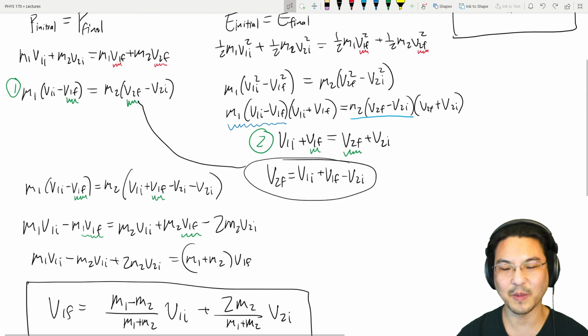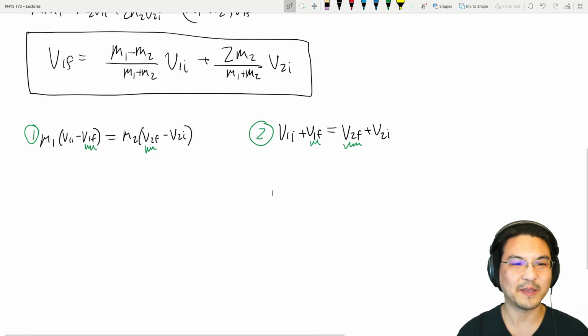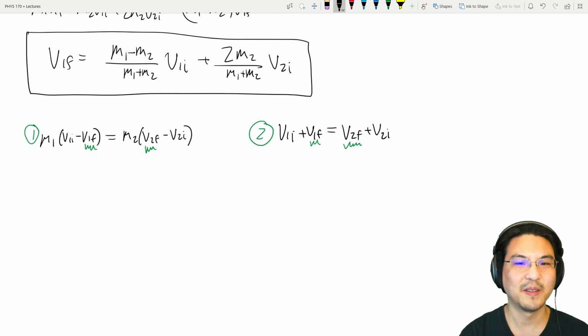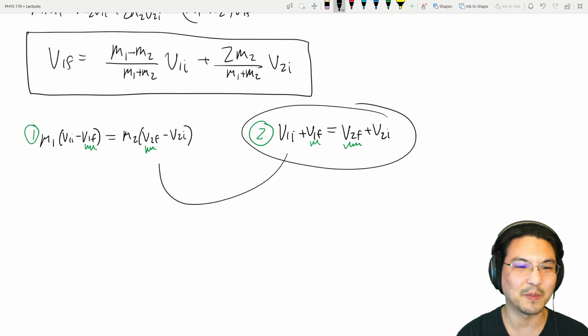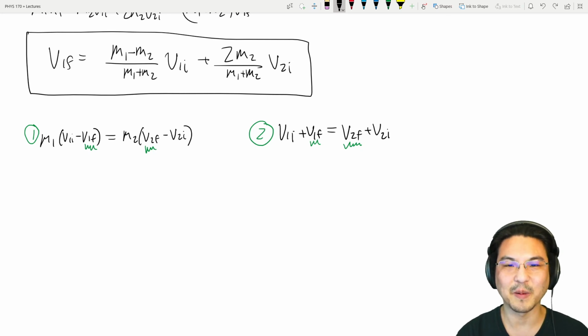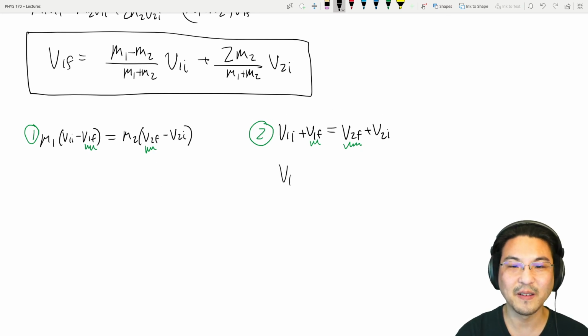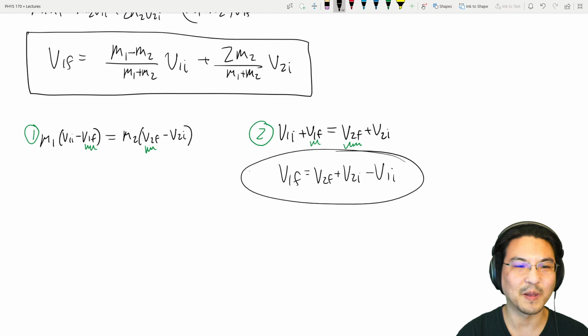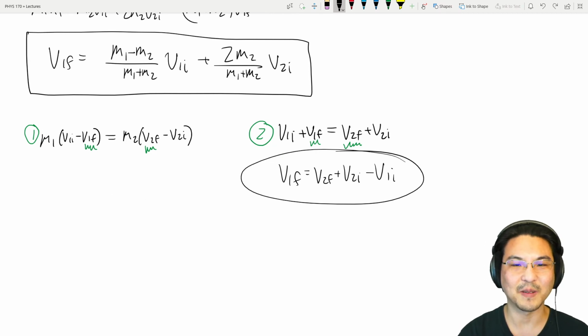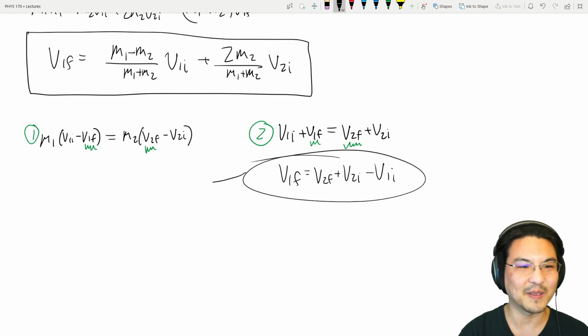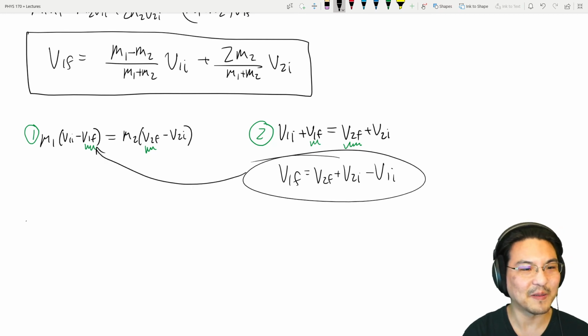So let me copy these where I have more space. Okay, so back to these two, right? So last time I solved this for V2 final and then plugged in there. This time I'm going to solve this for V1 final, and then take this and plug it in here so that I can solve for V2 final. So I'm going to take this and put it there. So let me write that out.